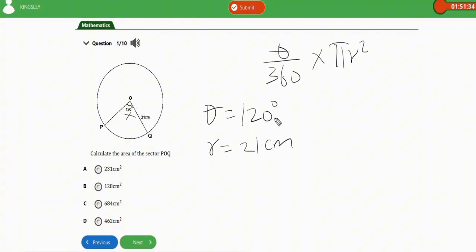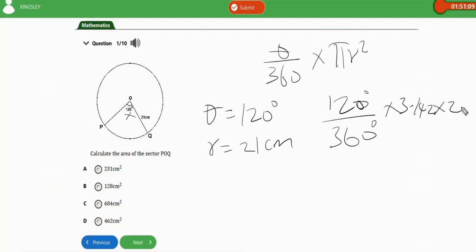Now let's input the values in the formula. We're going to have theta is 120 degrees over 360 degrees times the value of pi. Because on the JAMB calculator there is no pi as a symbol, pi is 22/7, which is something like 3.142, times the radius, which is 21 cm, squared, over 1. So that's all. Let's punch this on the calculator and see what it's going to give us.